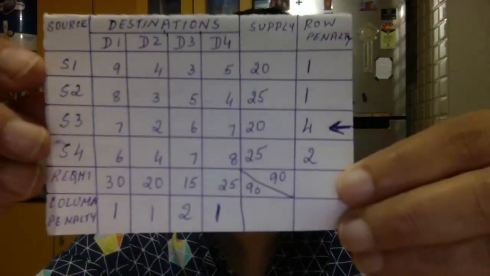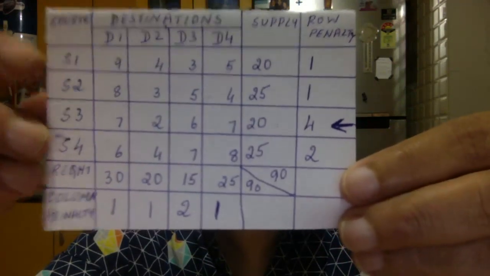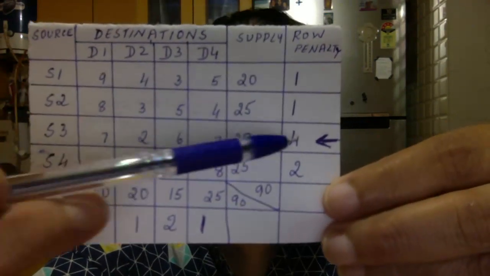So the column penalties are 1, 1, 2 and 1. The row penalties are 1, 1, 4 and 2. The 4 penalty seems to be the highest. I am marking here an arrow just to show you that 4 is the highest penalty.